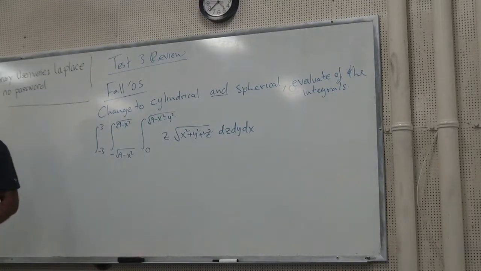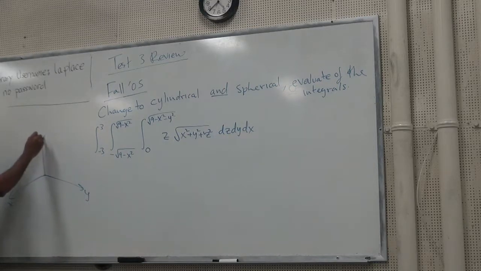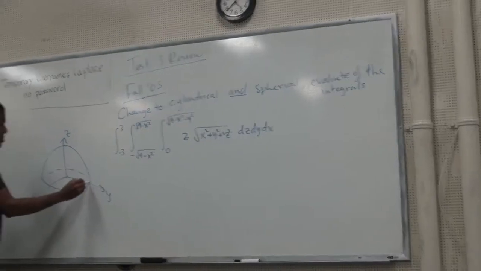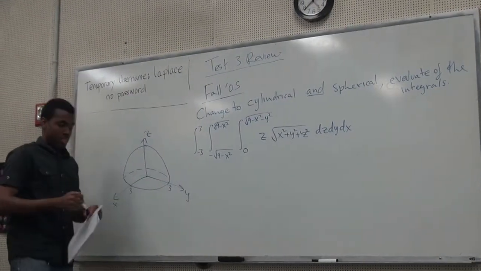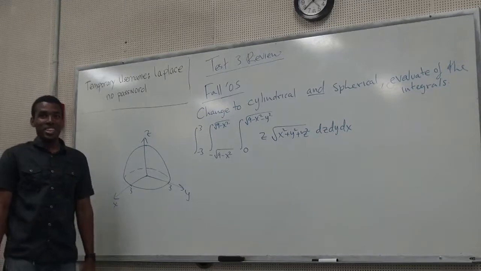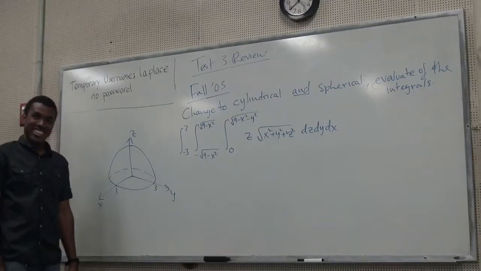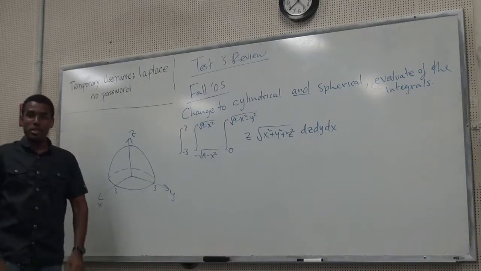What's that? The first, it's a sphere with a radius of 3. Is it a sphere of radius 3? No, it's half a sphere of radius 3. The upper sphere of radius 3. I was very tired. Sorry. Yeah, that is the upper hemisphere. That's what it looks like.